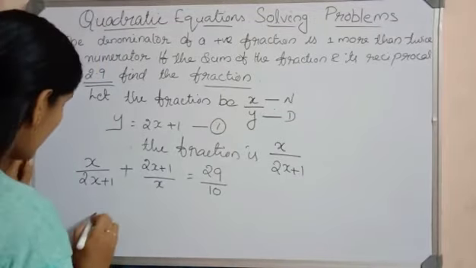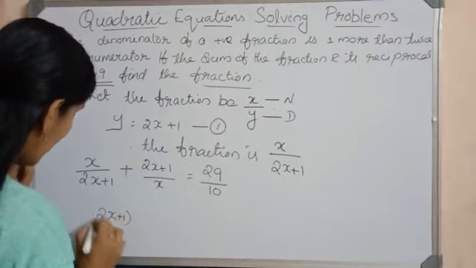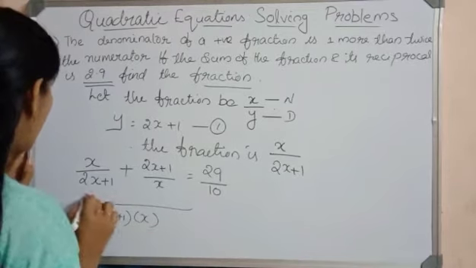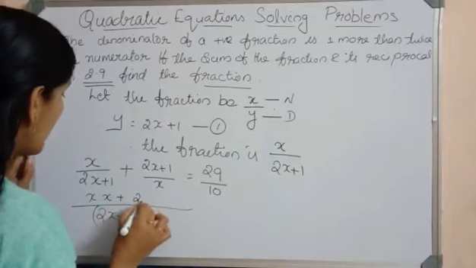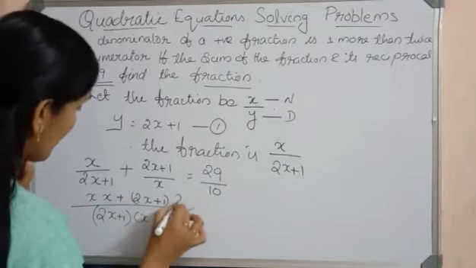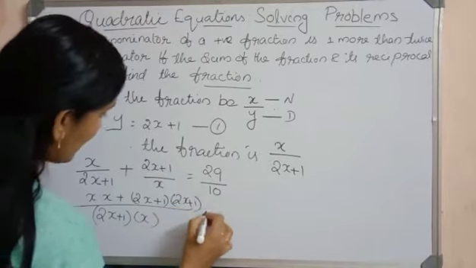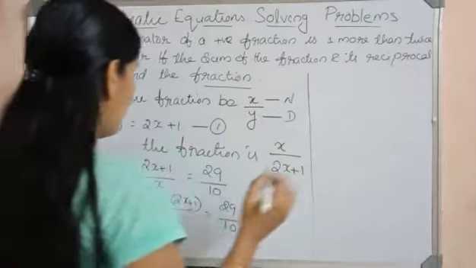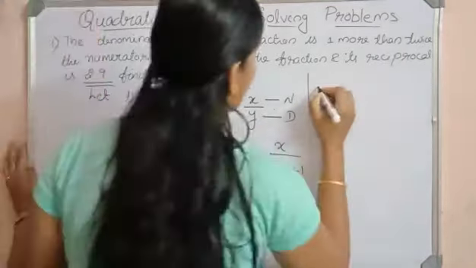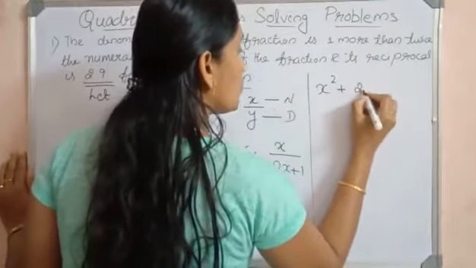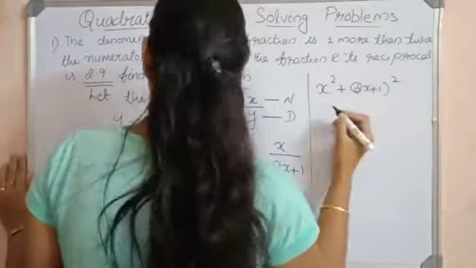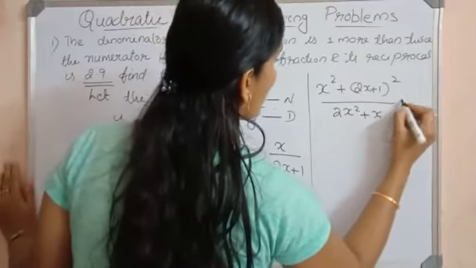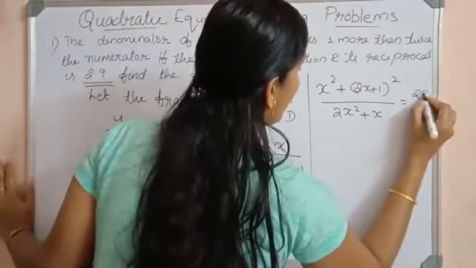Now let's take the LCM. 2x plus 1 into x is the LCM. Upon the LCM, x into x plus 2x plus 1 into 2x plus 1 is equal to 29 by 10. Simplify the left side. We'll get x square plus 2x plus 1 the whole square by 2x square plus x is equal to 29 by 10.